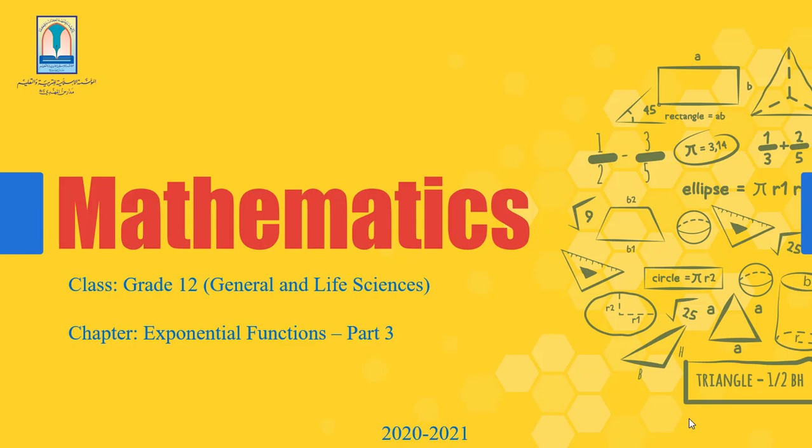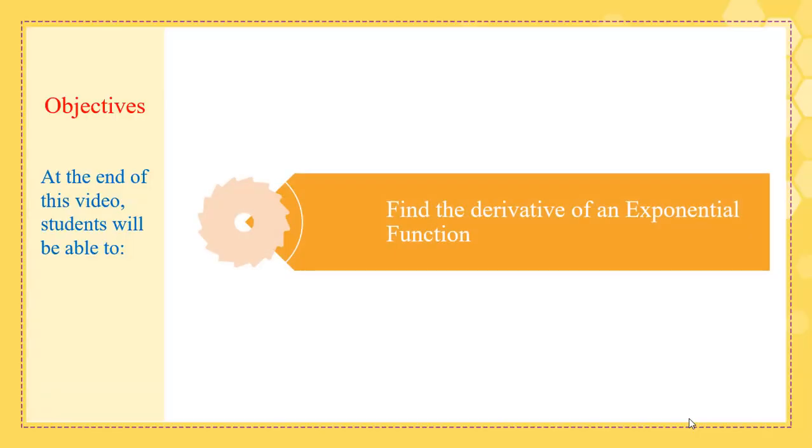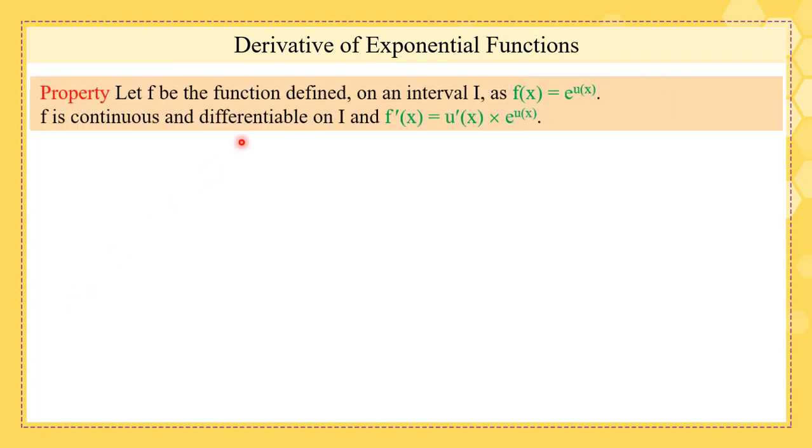Today we will continue talking about exponential functions, and specifically we will talk about the derivative of an exponential function. Let's see how we derive an exponential function. Let f be the function defined on an interval I as f of x equals e to the power u of x, and we usually state it as e to the power u. So its derivative would be f prime of x equals u prime of x times e to the power u of x. And we usually say f prime of x is u prime e^u.